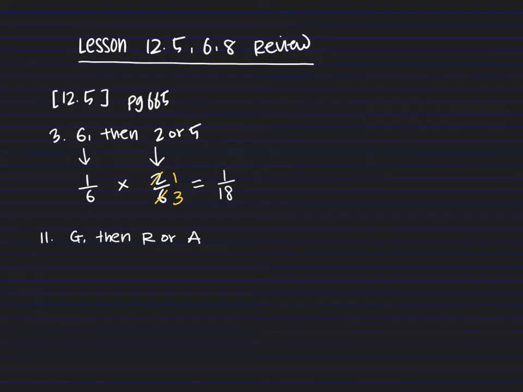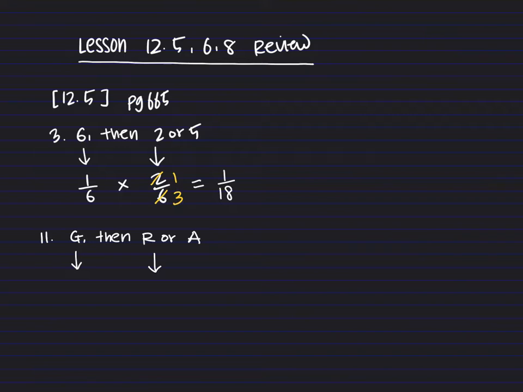Number 11 from this page is working with a set of cards, and you're going to have pre-algebra spelled out, each letter on its own card. You have to find the chance, or probability, of first choosing a G and then choosing an R or A. So you're going to have two events, and they say without replacing the cards. So you're not going to replace it once you choose on your first event, and your second event will have one card less from the total.